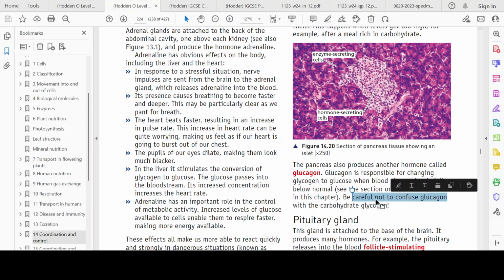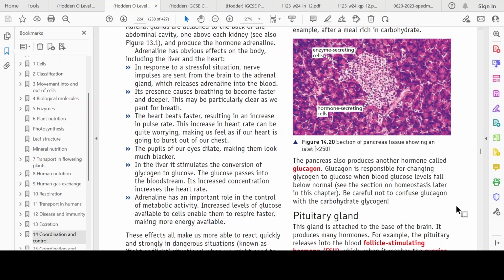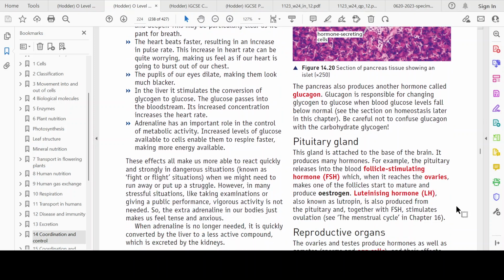And do not confuse glucagon with glycogen. Just be careful because some of these names are close, and so we can confuse them. Glucagon is a hormone. Glycogen is a carbohydrate.